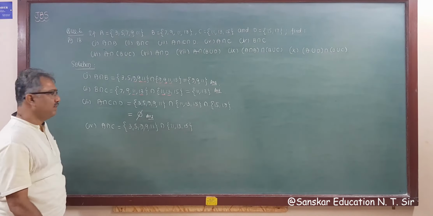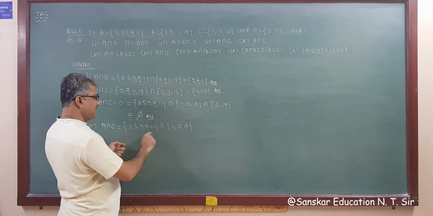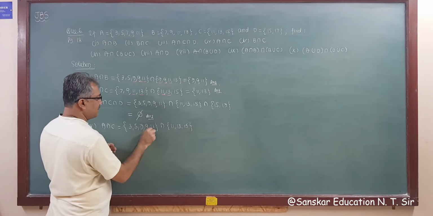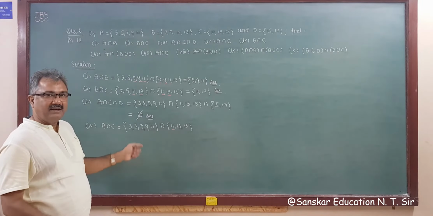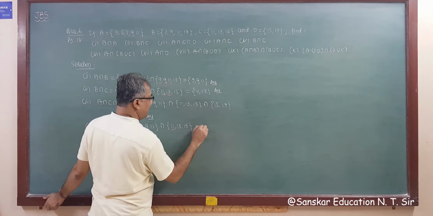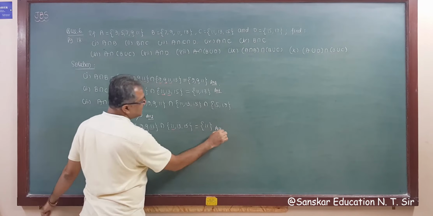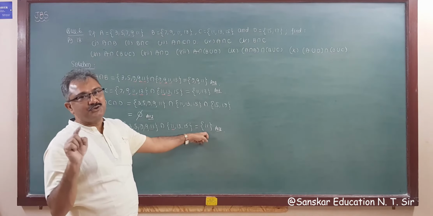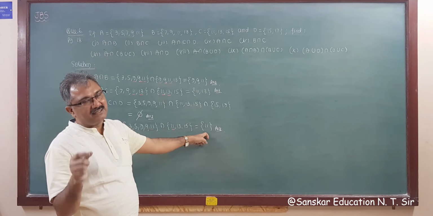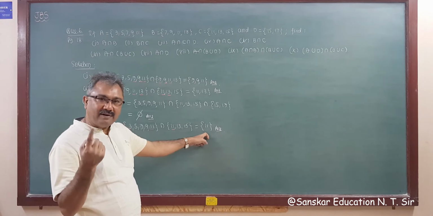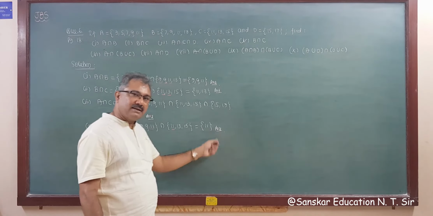Now the intersection of these two. This set has fewer elements, so we will check with this. Is 11 here? Yes. 13, no. 15, no. So the answer will be only 11. This is your answer, and this type of set is called a singleton set. A singleton set means a set which has only one element.